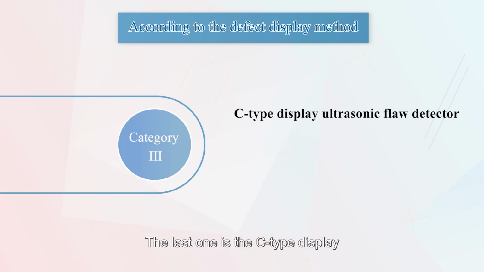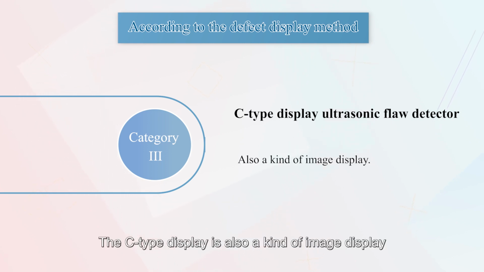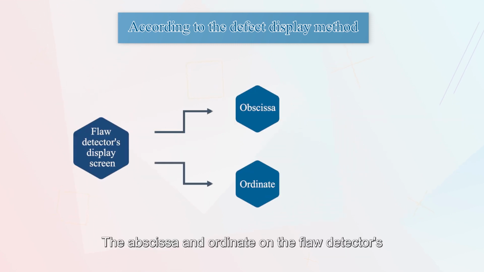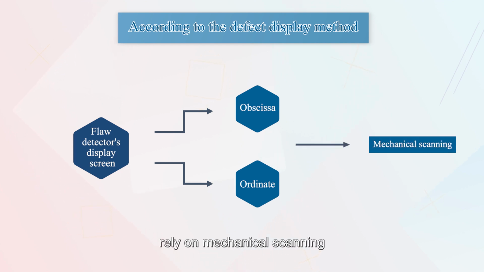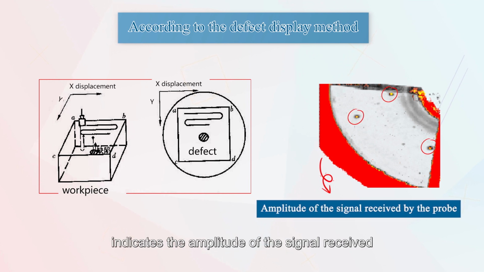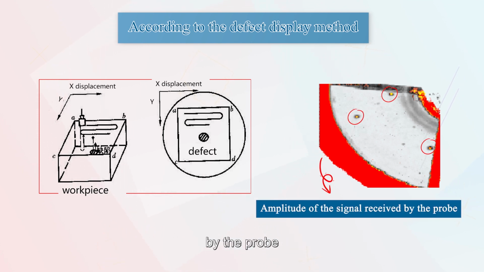The last one is the C-type display ultrasonic flaw detector. The C-type display is also a kind of image display. The abscissa and ordinate on the flaw detector's display screen rely on mechanical scanning to represent the position of the probe on the surface of the workpiece, and the brightness of the spot indicates the amplitude of the signal received by the probe. When the probe moves on the surface of the workpiece, the flat image of the defects inside the workpiece is displayed on the display screen, as shown in the figure.